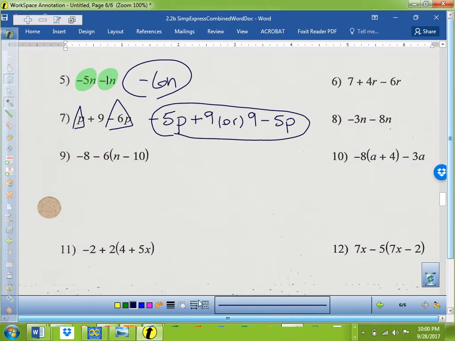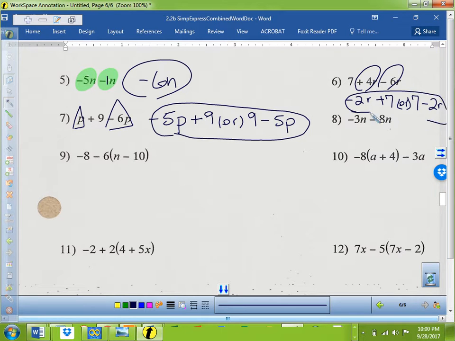Okay, here's number 6. I saw the r's right there. So 4 minus 6r is negative 2r. And you got a positive 7 still hanging in the front. Or 7 could be first, and then you could have the minus 2r be second, but it's the same thing. Terms can be reorganized as long as you keep the proper signs with them. This one would be negative 11n.